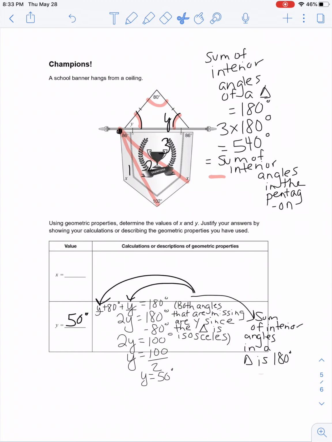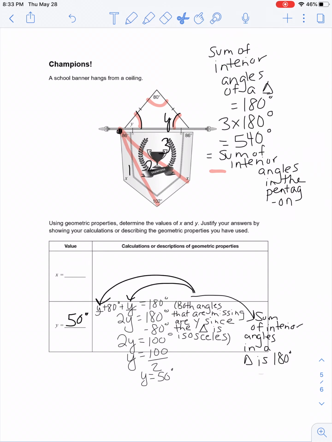And then the next thing I want to do is figure out, okay, so if I know that all those interior angles have to add up to 540, and I've already got a few angles listed, in order to find the other angles, which are the same because they're both called x, I'm going to take 540 and subtract the angles that I know. So I'm going to take 540 degrees, I'm going to subtract 86, another 86, and another 102. And that's going to leave me with 2x, because what's left over are the two angles both labeled x.